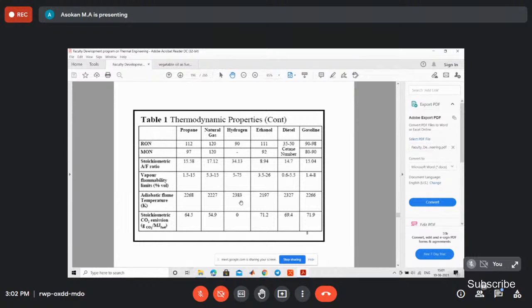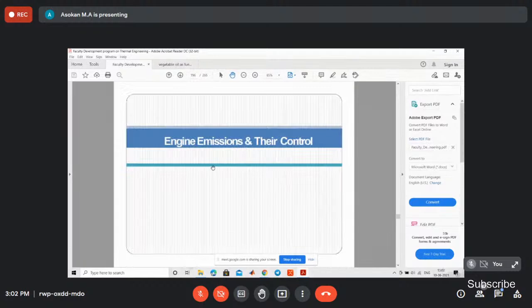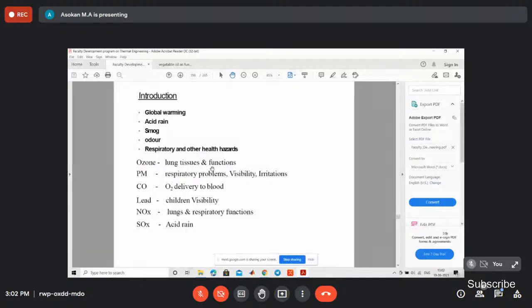Okay, see, emissions are very important. So what are the emissions? They cause global warming, acid rain, and smog. And what are the engine emissions? Unburned hydrocarbons, oxides of carbon, CO2, oxides of nitrogen, and oxides of sulfur. These are the emissions.